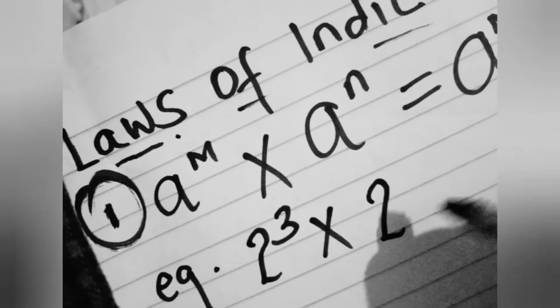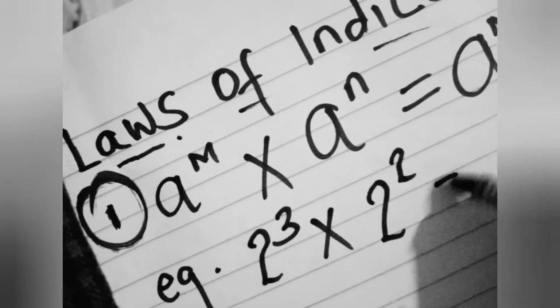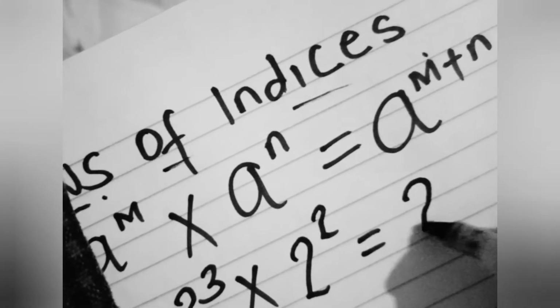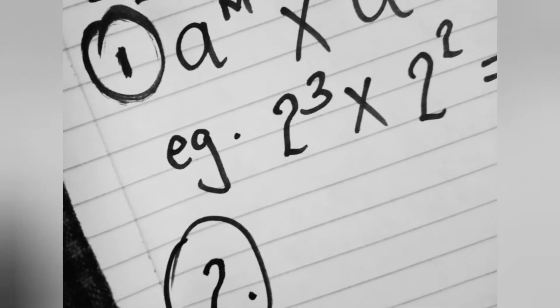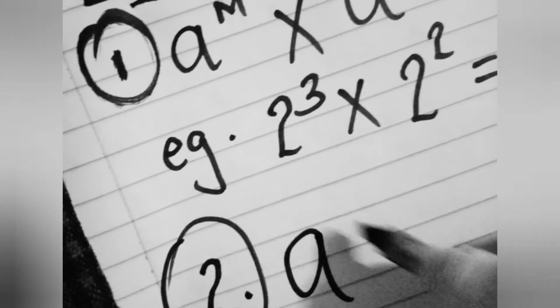You can give an example of such. You have 2 raised to power 3 multiplied by 2 raised to power 2. What you get is 2 raised to power 3 plus 2, from what we stated in our law, and then the answer will be 2 to power 5.